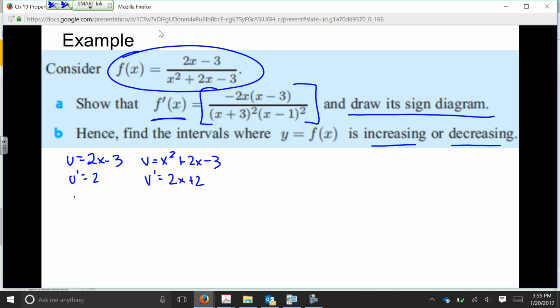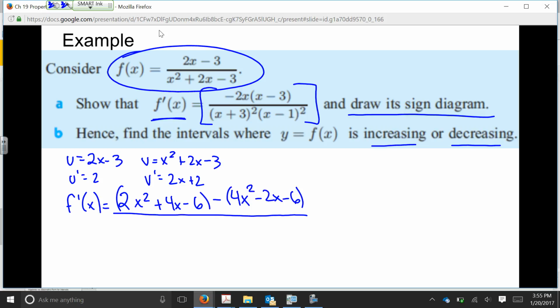So when we go to find f prime of x, u prime v is going to be 2x squared plus 4x minus 6 minus uv prime. And I'm just going to go ahead and multiply that out, save us some time, and that's 4x squared minus 2x minus 6 all over 2x minus 3 times 2x plus 2 quantity squared. You might be wondering why I'm not multiplying that out. Well, because I know that eventually it's not even going to matter because that part's going to be 0. So let's just do some simplifying on the top.